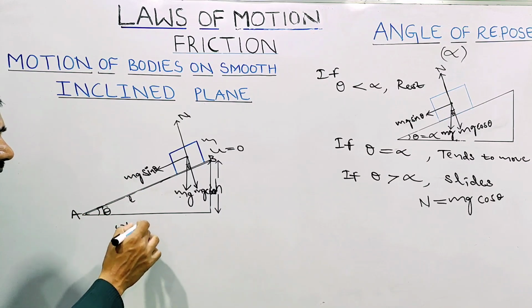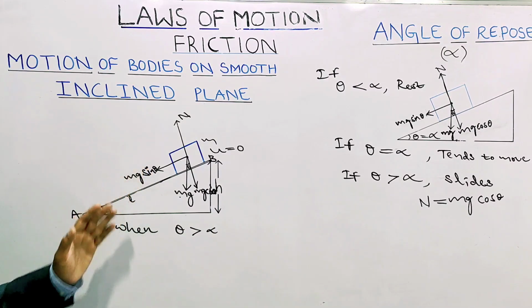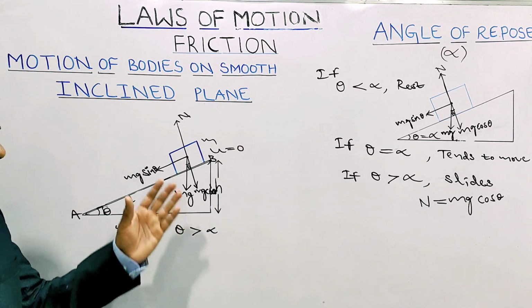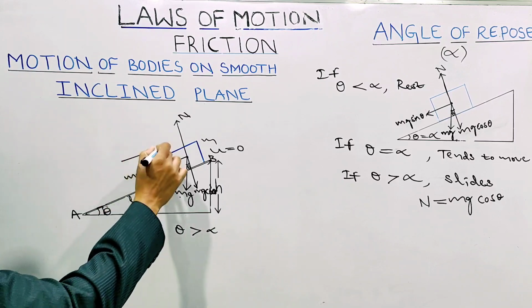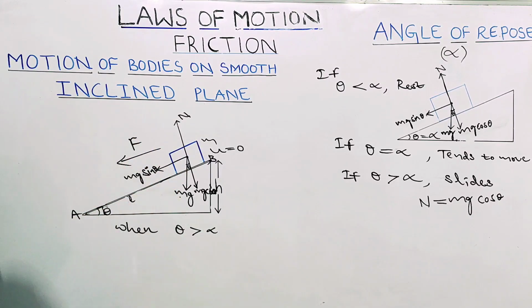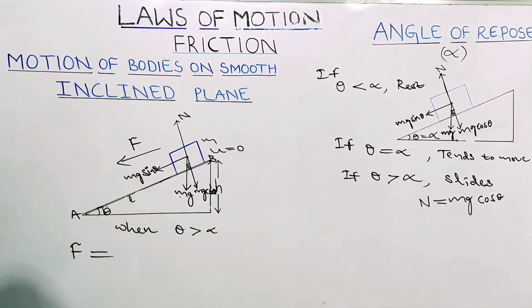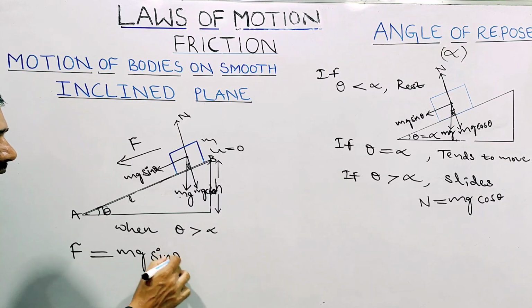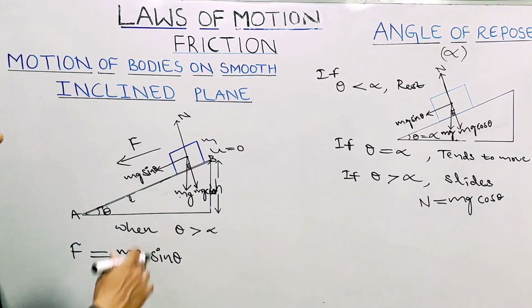When theta is greater than alpha, the body slides down on the inclined plane. At that time the resultant force is acting in the downward direction. The resultant force F equals mg sin theta. Here this is a purely smooth plane, that is why the frictional force is not there.